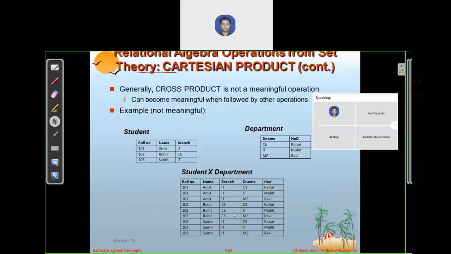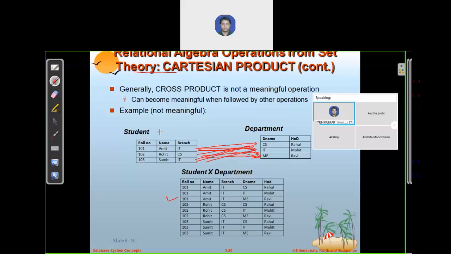We have seen this example of how we combine these two relations, student and department. It is forming a record with a combination of each and every record of the other relation. So this will be the resultant relation if we apply the Cartesian join between these two relations, student and department.